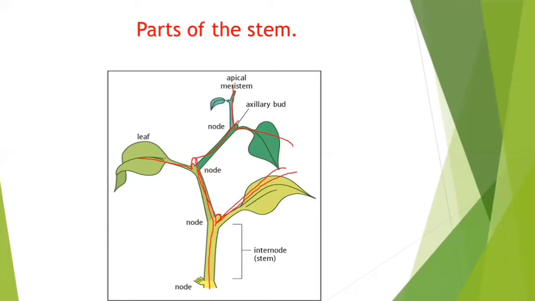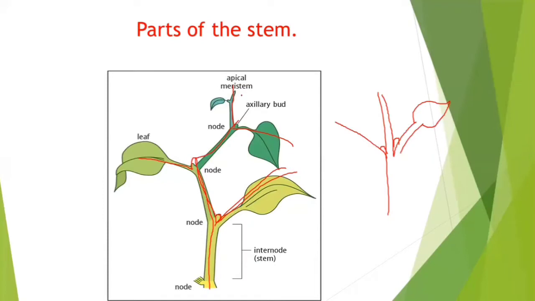This is also a leaf. This one is the stem. From this part, if a leaf is coming, it means over here there will be an auxiliary bud. From over here, if it is coming like this, then over here it will be an auxiliary bud. So that's why there will be an auxiliary bud between the stem and the leaf.